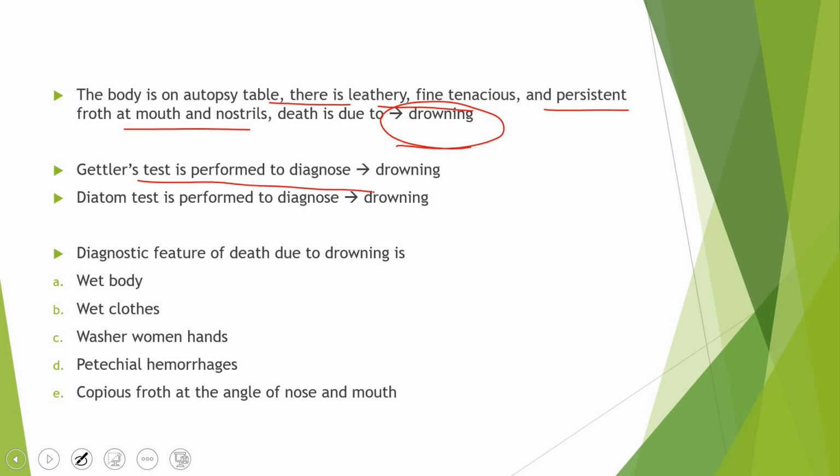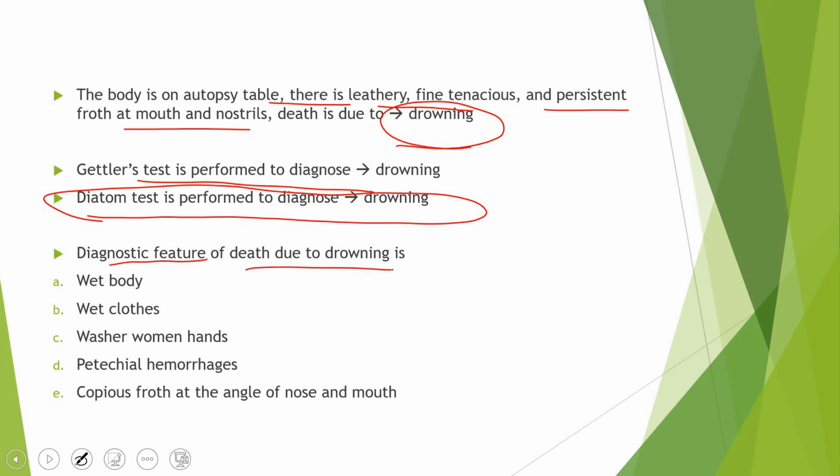Gettler's test is performed to diagnose drowning, and what do we do in Gettler test? We take the fluid from the left ventricle of the dead body. And what's diatom test? It is a test that is performed to diagnose drowning. Another, the last MCQ, I mentioned all the choices because it's quite a conceptual MCQ. A diagnostic feature of death due to drowning is: wet body, wet clothes, washerwoman hands, petechial hemorrhages, or copious amounts of froth at the angle of nose and mouth. Can you choose for me the correct one?